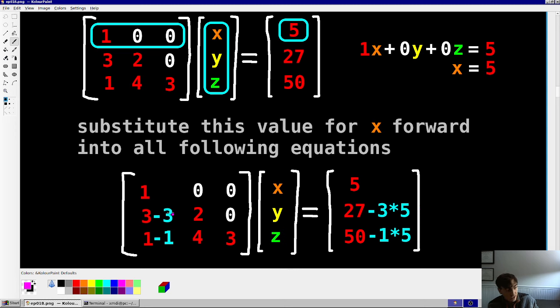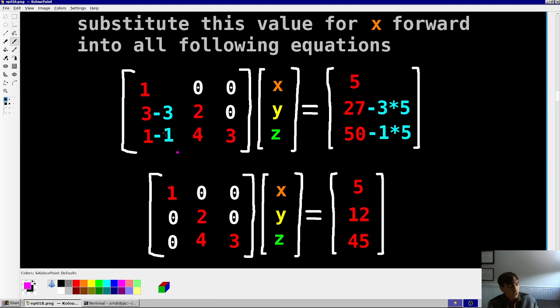So I'm going to subtract off 3 times x, and what is x equal to? 5. So I'm taking 3 off the coefficient, and 3 times 5 off the right-hand side. Similarly, for equation 3 here at the bottom row, take 1 off the x coefficient, and 1 times x off of the right-hand side multiplication, the product. You do that, you basically put zeros along the entire first column below the diagonal element. So yeah, you've done something productive very quickly.